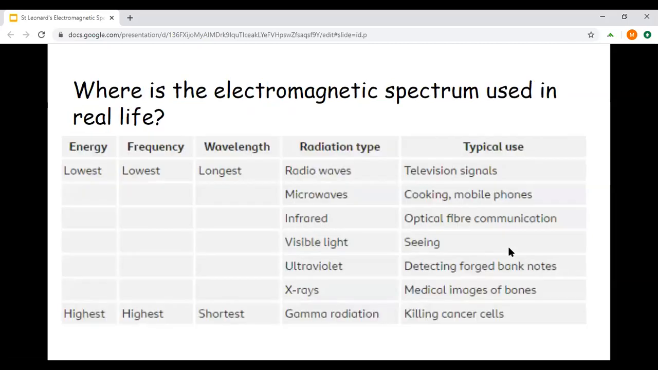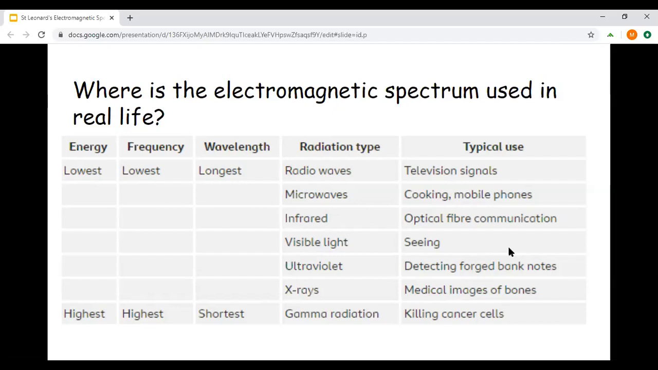Okay, now the electromagnetic spectrum is used in a range of ways in modern life. So if we consider radio waves, now radio waves have the lowest frequency and the longest wavelength. So they are at one end of the spectrum, and they're generally used for TV signals and communication at that sort of base level.